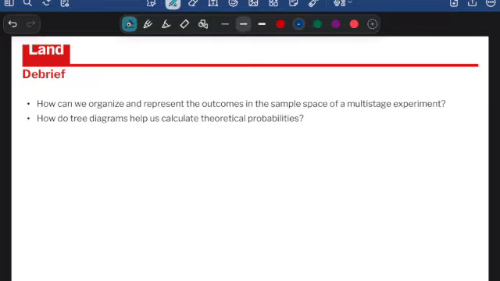So using tree diagrams is a great way to organize and represent the possible outcomes of a multi-stage experiment. It's important to make sure it's organized and labeled clearly so that you can answer probability questions easily afterward. Okay, so once we've recorded all the details, we can calculate theoretical probabilities by looking at the outcomes and the sequence of how to get each unique outcome.